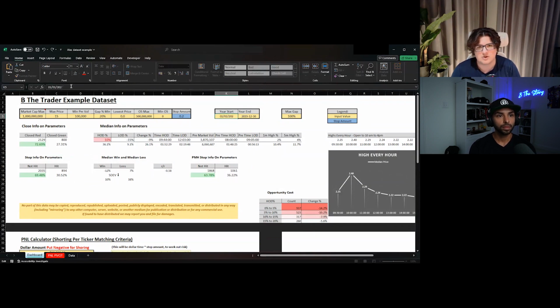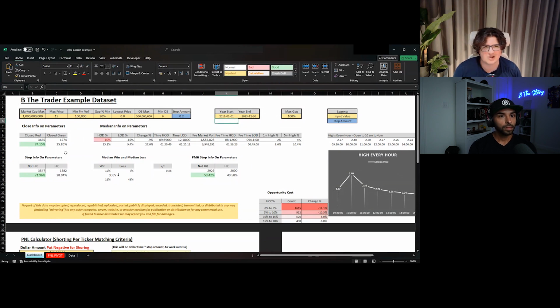But if I zoom this out all the way to 2011, it's a very consistent percentage. Now, there were maybe fewer gappers back in those days. So if you look from about 2010 to 2019, there's way less compared to when COVID hit and everything went insane. We had so much more volume. There were so many more gappers.